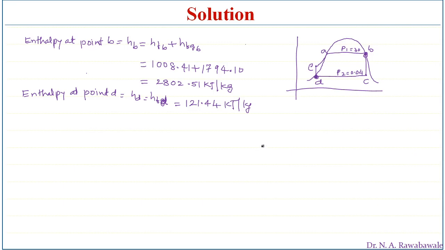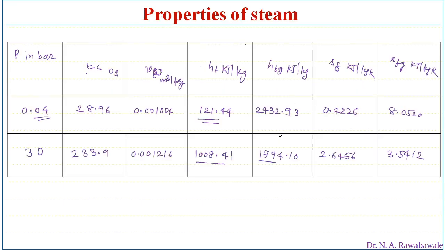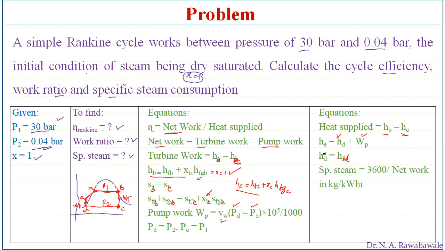So now to find out enthalpy at point E, we must know HD and pump work. HD is known to us. HB is known, and if we know HE, we can find out heat supplied. So pump work is required. The pump work formula is known, so now our duty is to find out pump work. Once we know pump work, we can find out HE. If we know HE, we can find out heat supplied. That is the denominator of this equation.